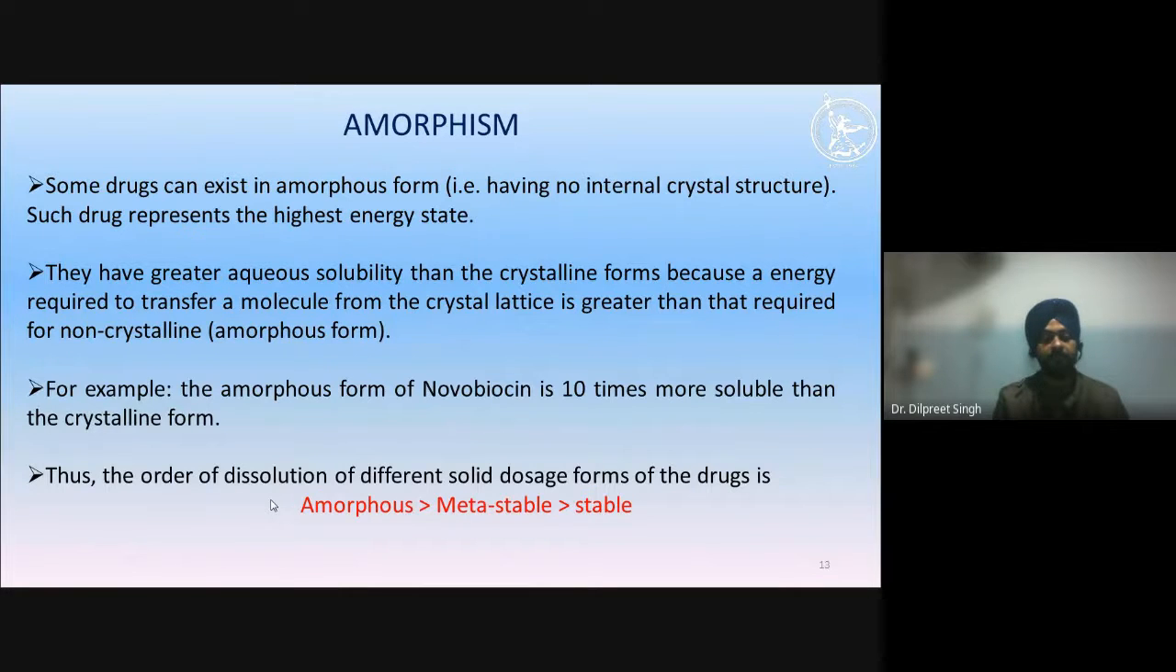For example, the amorphous form of novobiocin, basically an antibiotic, is 10 times more soluble than the crystalline form. So the amorphous form of novobiocin is available in the market for bacterial infection. Thus the order of dissolution of different solid dosage forms of the drug is amorphous, then metastable polymorph, then stable polymorph.